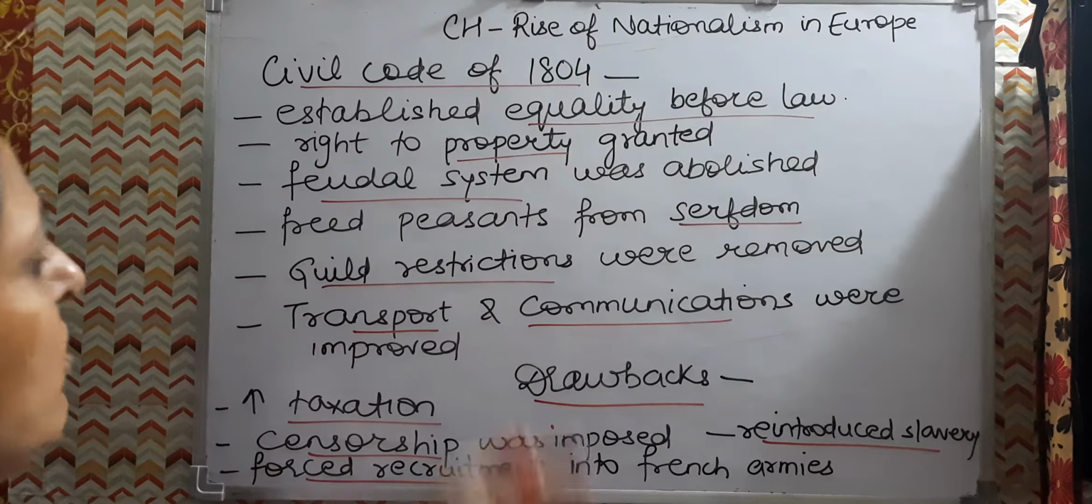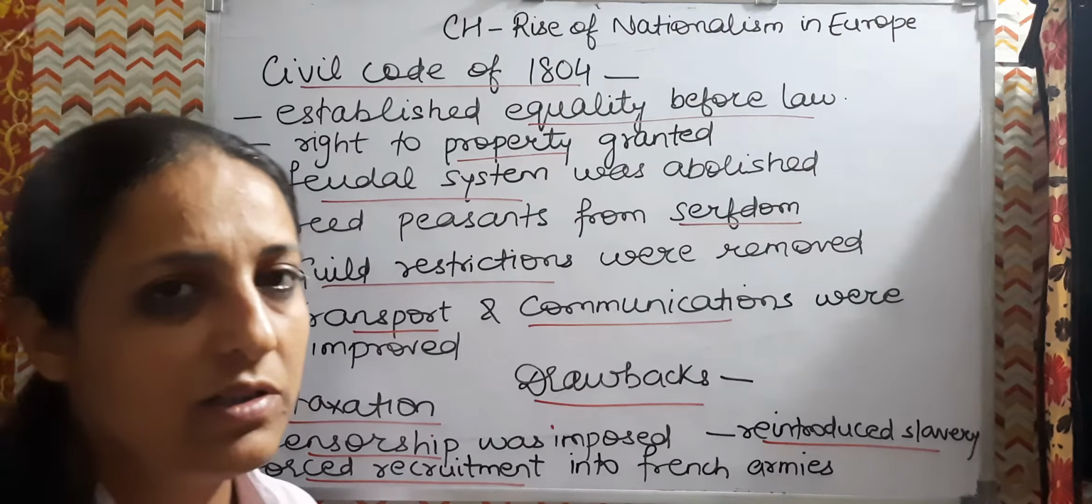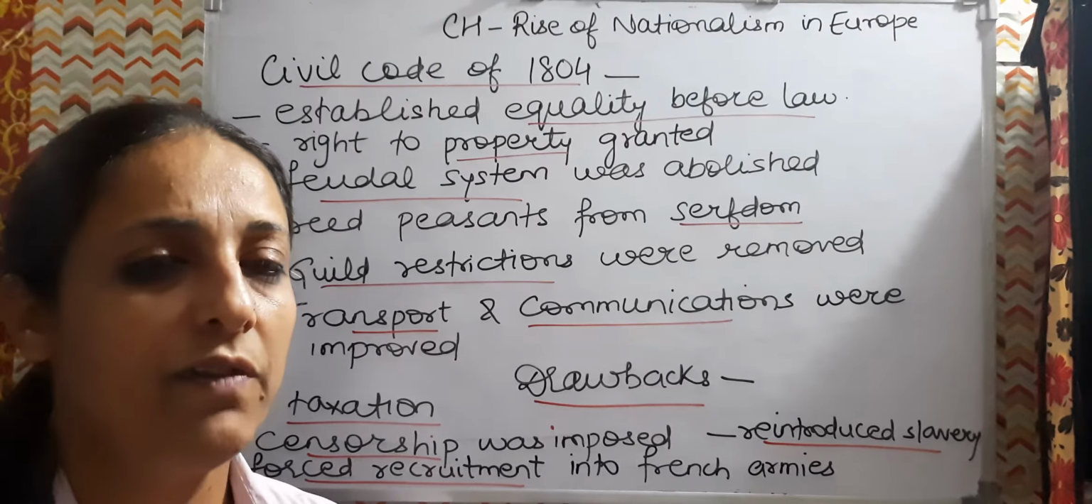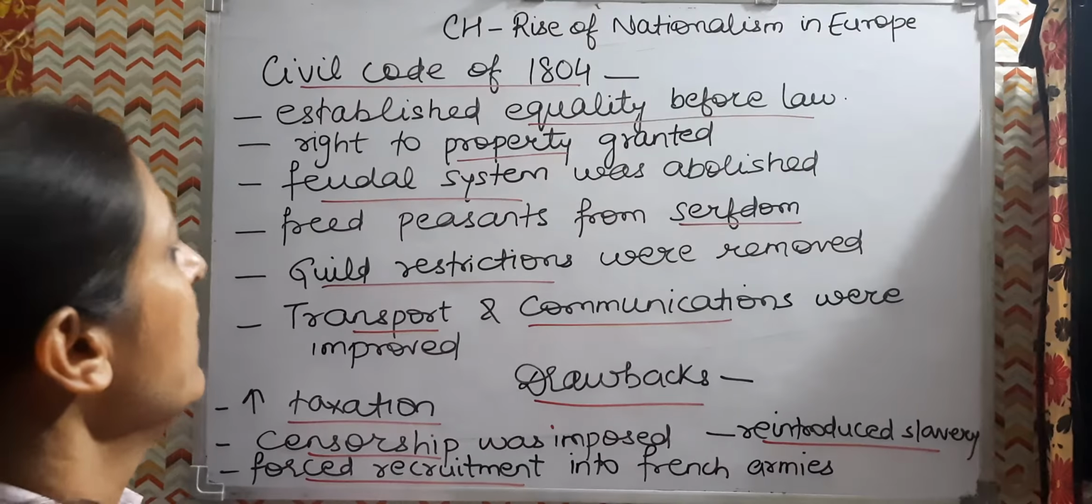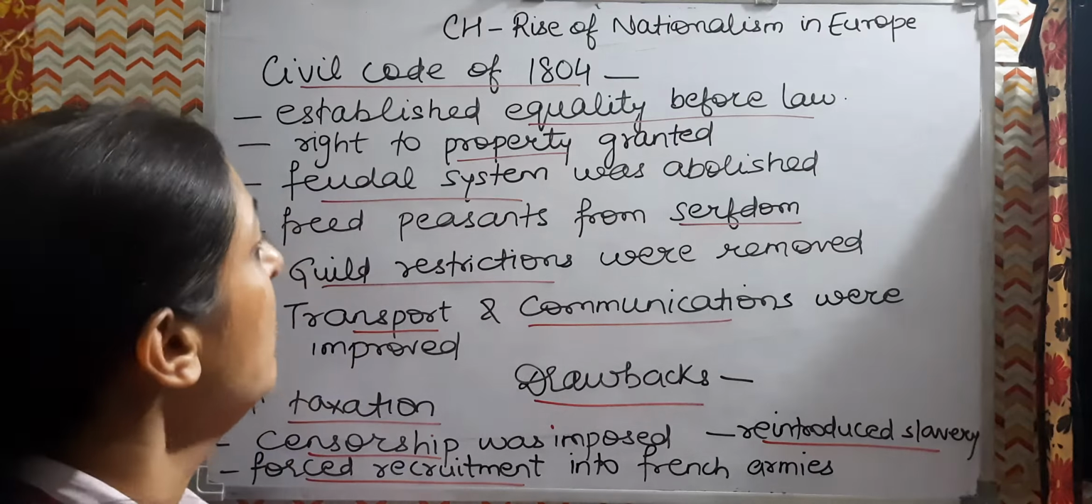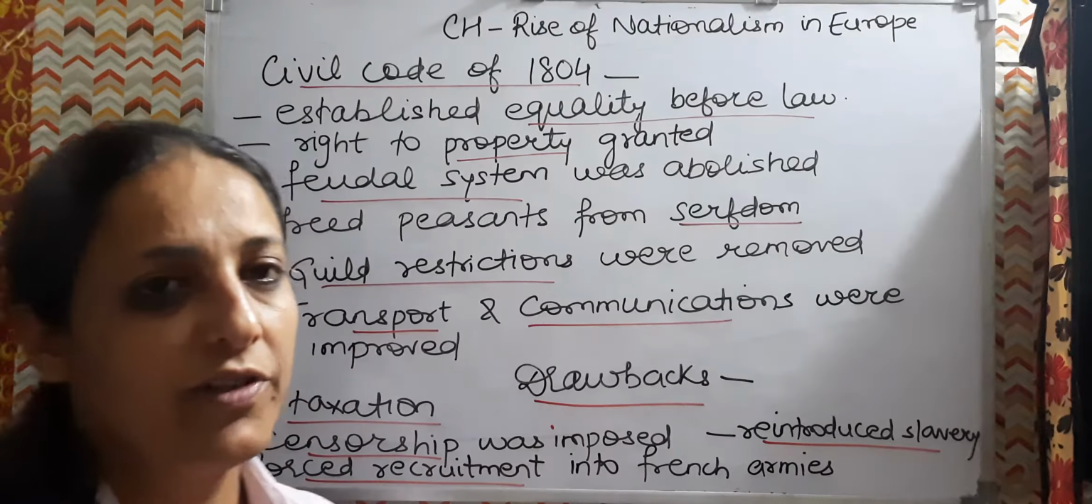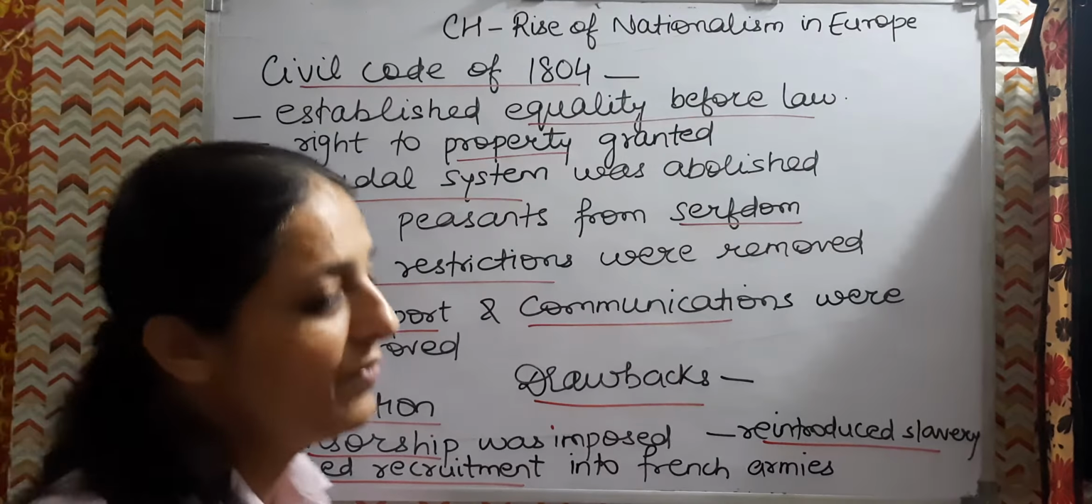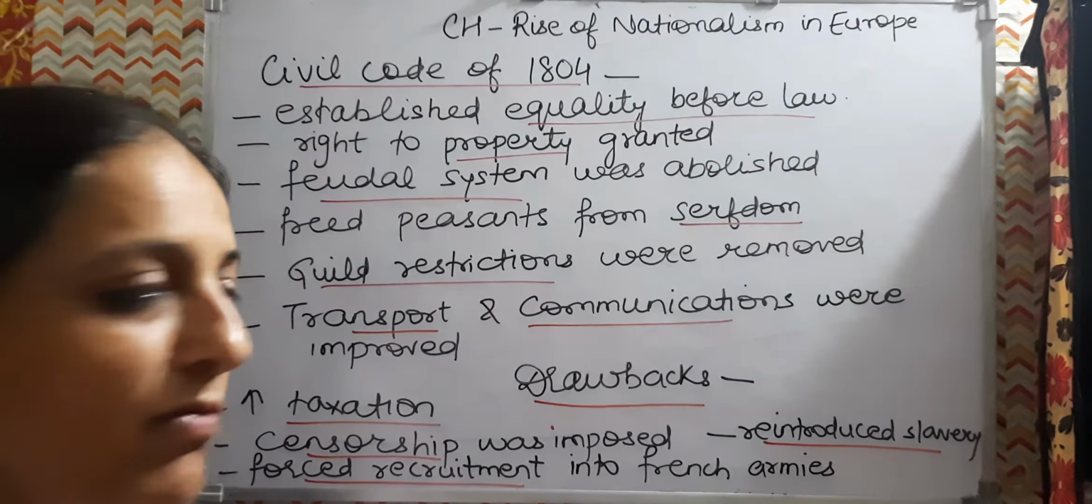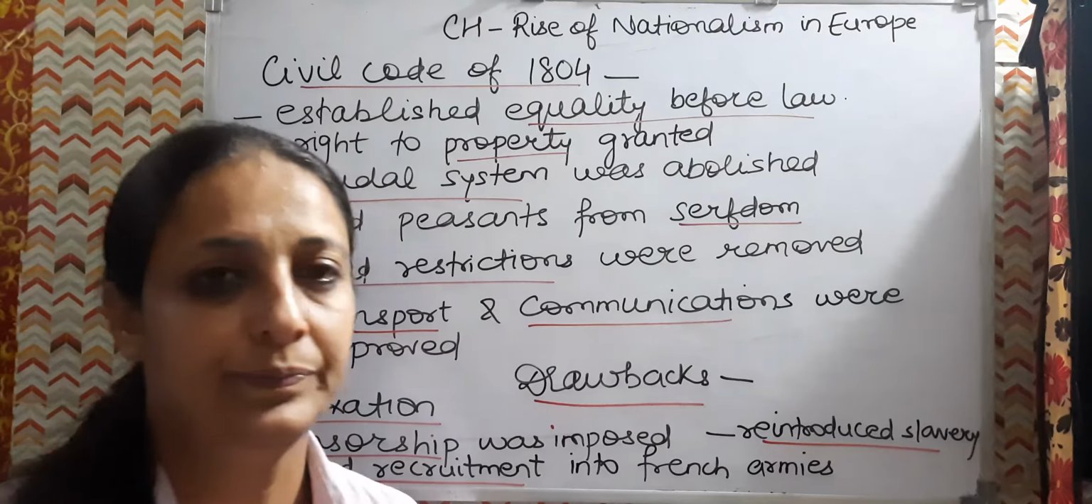And the Civil Code of 1804 established equality before law and did away with all the privileges based on birth. The right to property was granted, the feudal system was abolished, serfdom was abolished, guild restrictions were removed, and transport and communication systems were also improved.